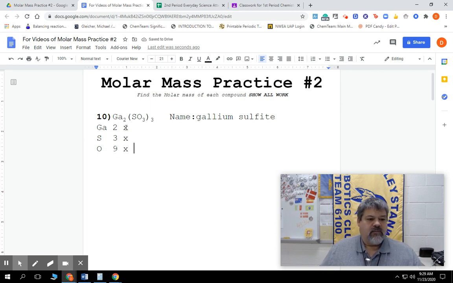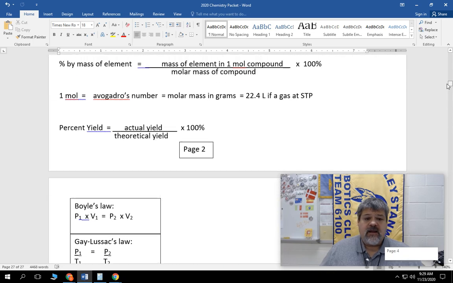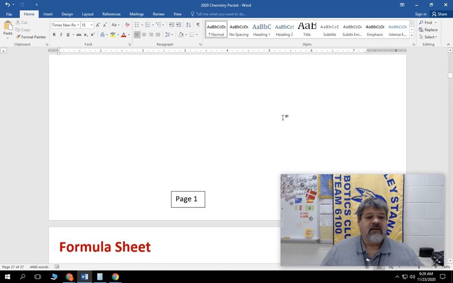Now we have to go ahead and put in the molar mass. Now, where do you get the molar mass, or I should say the atomic weight of each one of these? The atomic weight will help us figure out the molar mass of 1 mole of that particular element. But remember, we're talking about the compound itself and figuring out the molar mass of the compound. So we have 2 galliums, 3 sulfurs, and 9 oxygens. So let's go back to our periodic table in our packet, and let's see what we have.